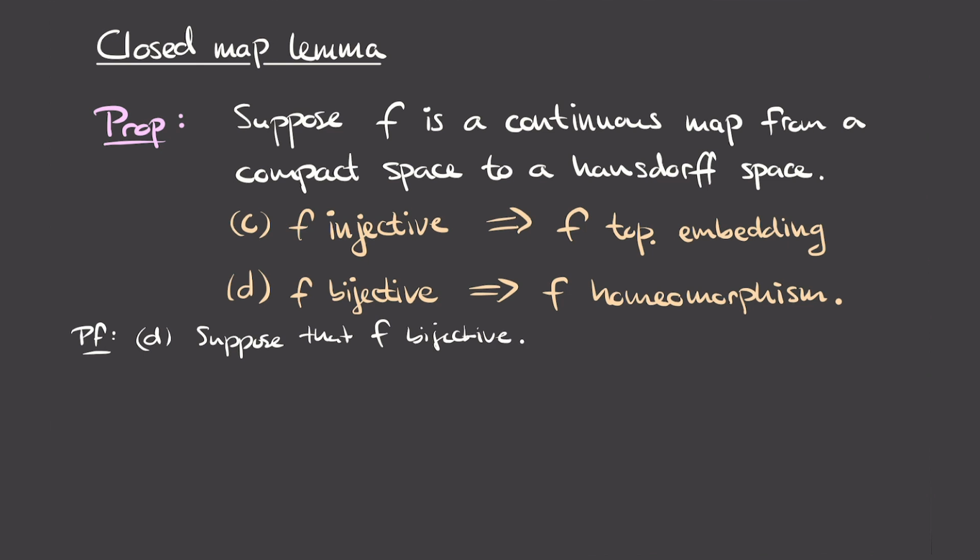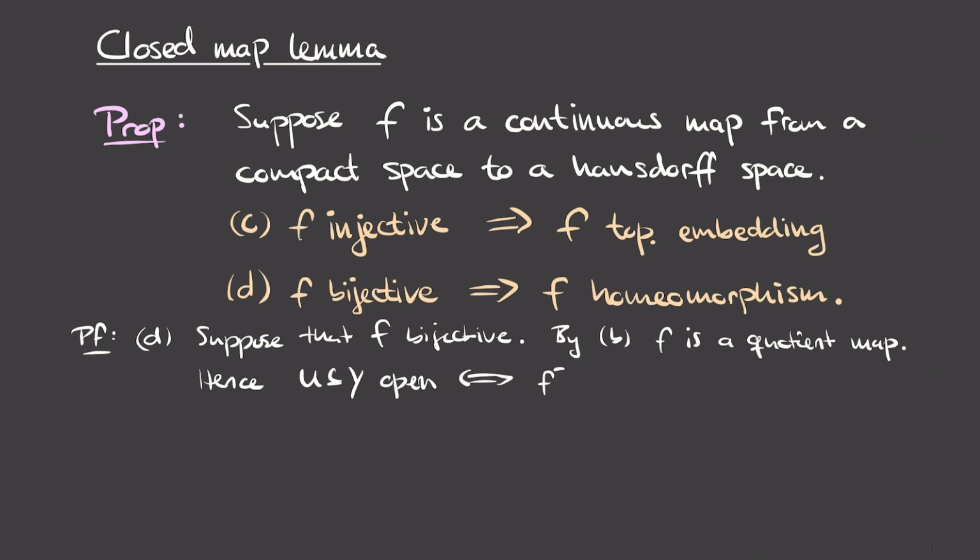and now it'll turn out that in fact part D will follow basically by what we saw previously in part B, because if F is bijective, it means that it's in particular surjective, and then by part B, this implies that F is a quotient map. So by part B, F is a quotient map. So what does this mean? It means that whenever we have some subset U of Y open in Y, then this is the case if and only if its preimage, F inverse of U, is open in X.